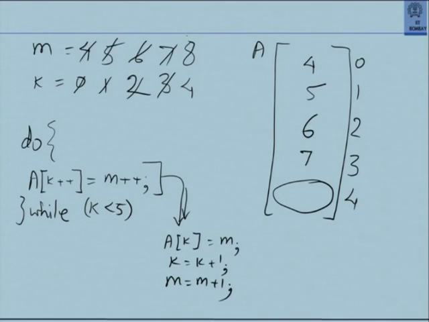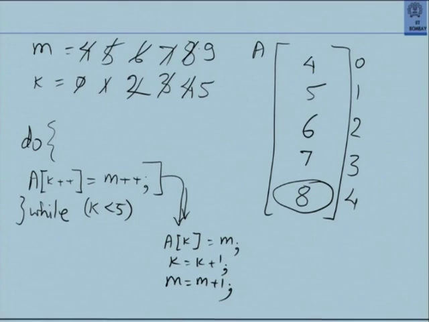Fine. Where are we so far? K has become 4, and M has become 8. So what it means is A4 should be assigned the value 8. So 8 value will come here. Still the program is not over. K is equal to K plus 1 is still remaining. So K will now become 5. M is equal to M plus 1 is still remaining. So M will become 9. But now when I come to the while K less than 5, is K less than 5 now? No. So I will come out.